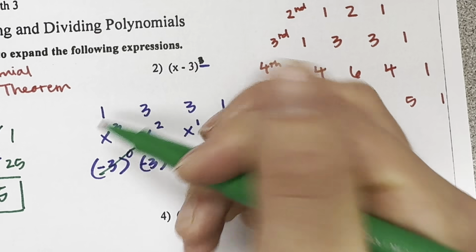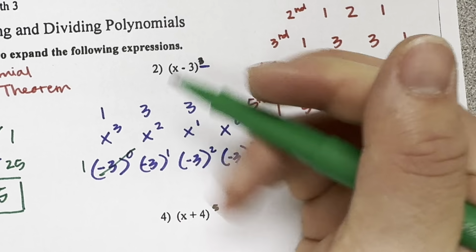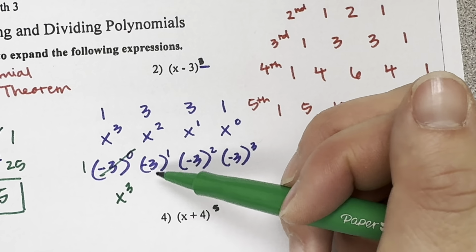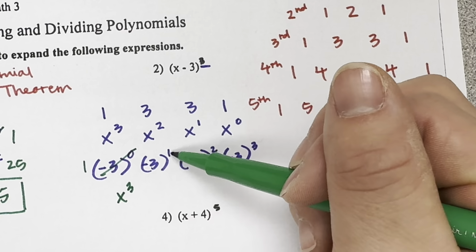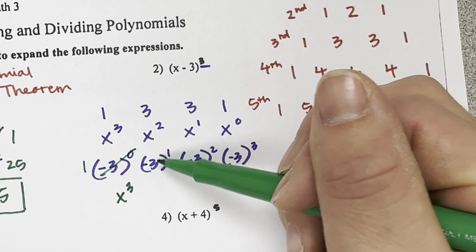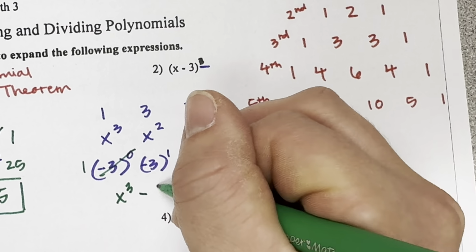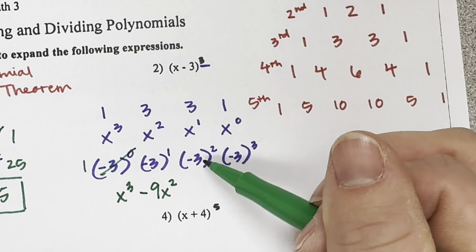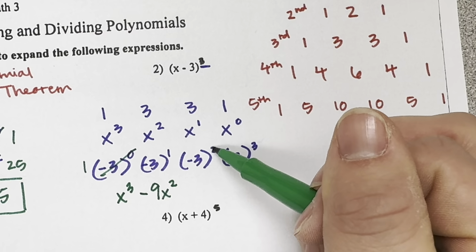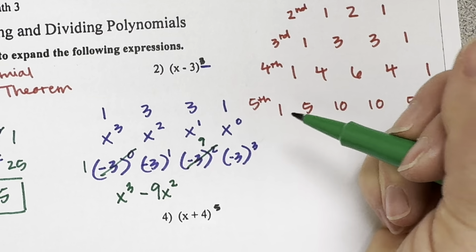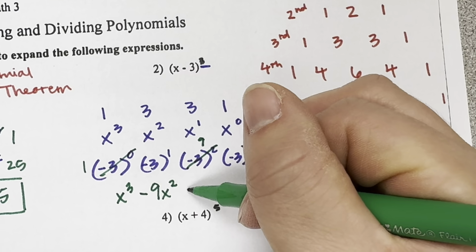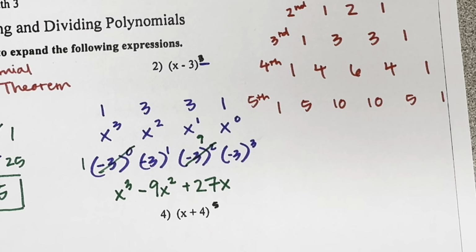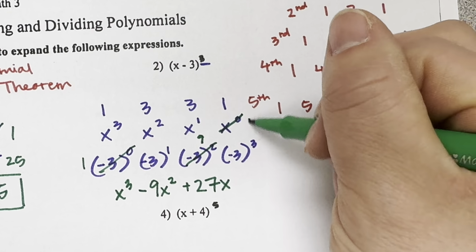Okay, well, anything to the 0 is just 1. 1 times x cubed is just x cubed. Okay, now this is where the negative comes into play a little bit. So negative 3 to the power of 1 is negative 3. Negative 3 times a positive 3 is going to give me negative 9, and then my x squared. Okay. I'm going to look at my power first. Negative 3 squared actually turns into positive 9. Okay, so 9 times 3 is going to give me positive 27 with my x to the power of 1, or just x. Anything to the power of 0 is just 1.